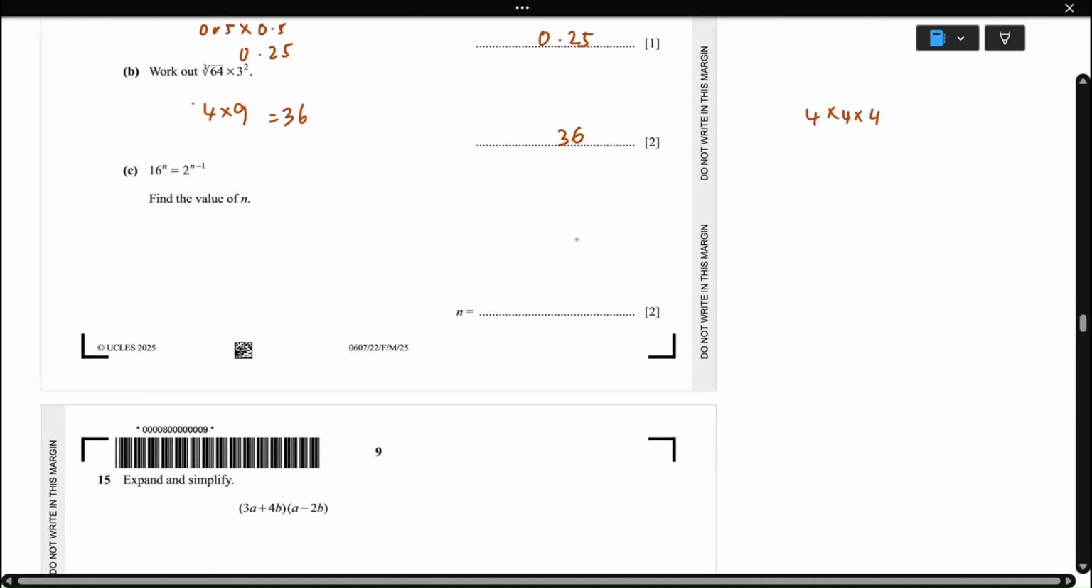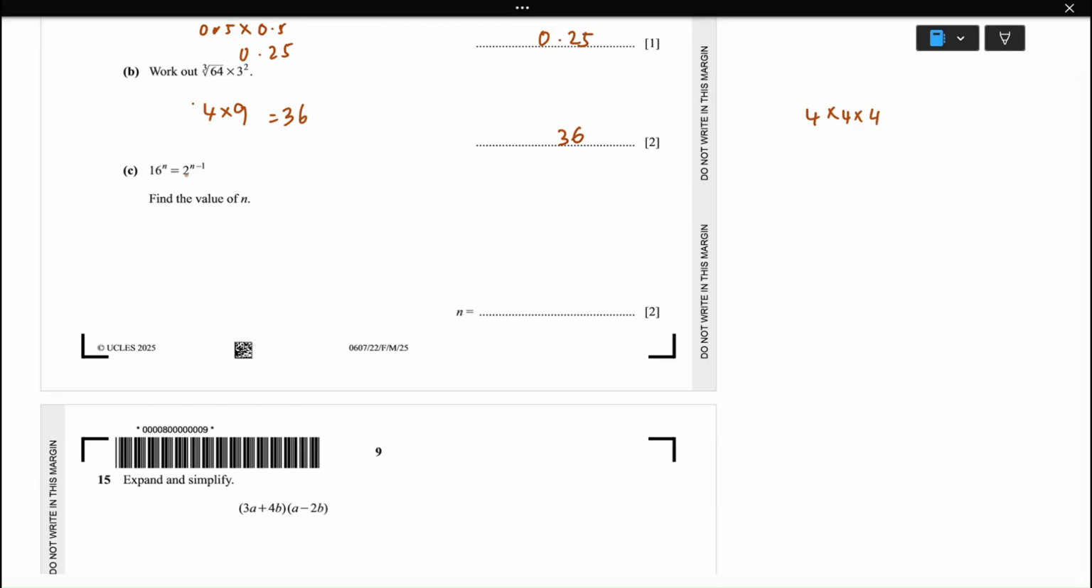Next question. 16 to the power n equals 2 to the power n minus 1. So on the right side the base is 2, and on the left side I'm also going to make the base 2. For 16, I'll go for prime factors: 16 is 2 times 8, 8 is 2 times 4, and 4 is 2 times 2. So that is 2 to the power 4. So I can write (2 to the power 4) to the power n equals 2 to the power n minus 1, which is 2 to the power 4n equals 2 to the power n minus 1.